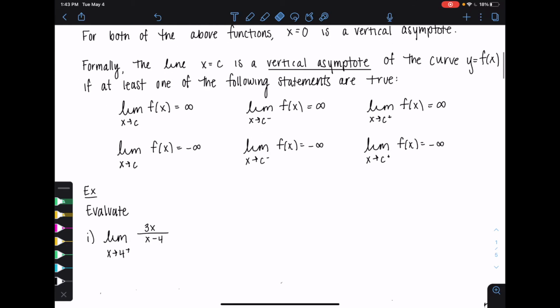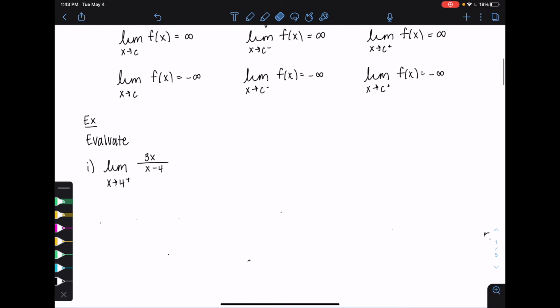These ones are definitely much harder to evaluate because you're not quite plugging stuff in, and you don't want to sit here and graph a complicated function. So instead, you've got to think about these very, very conceptually. So we're going to start with this problem. We're going to evaluate the limit as x approaches 4 from the right of this function.